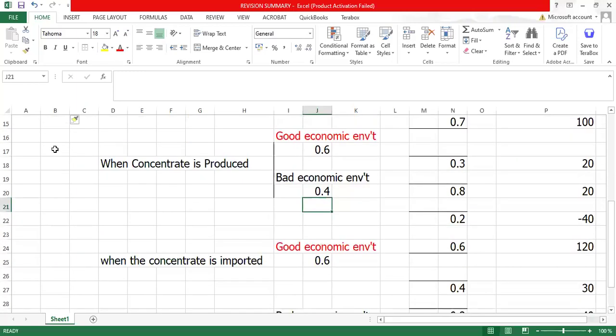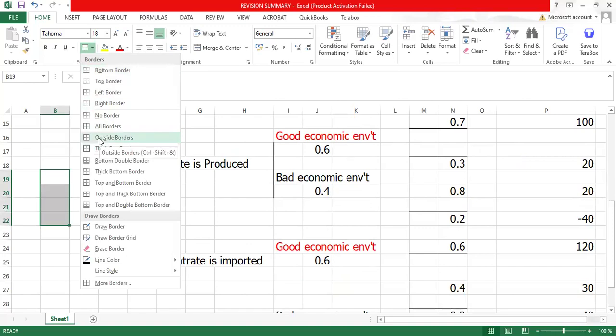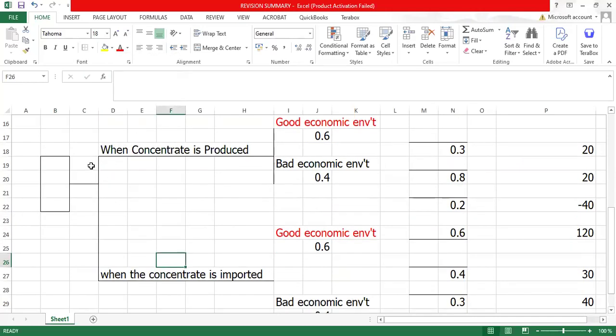So let's see. Let me make. Remember, we said every alternative must start from what? Must start from a box. So I'm going to make my box here. So here I have presented my alternatives: when the concentrate is produced and when the concentrate is imported. Because those are alternatives. I can produce or I can import. These are my alternatives.